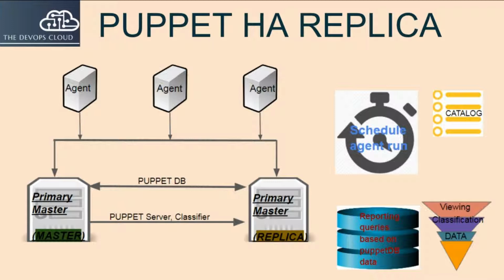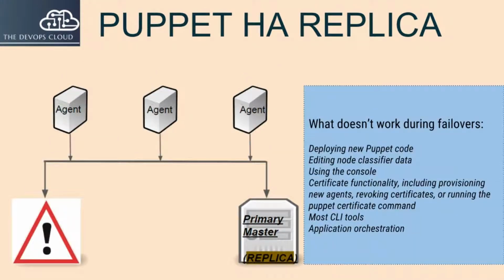What doesn't work during failovers? Deploying new Puppet code. Editing node classifier data. Using the console. Certificate functionality, including provisioning new agents, revoking certificates, or running the Puppet certificate command. Most CLI tools.